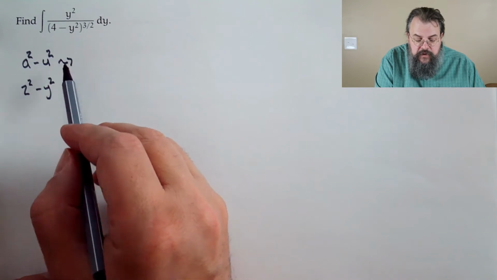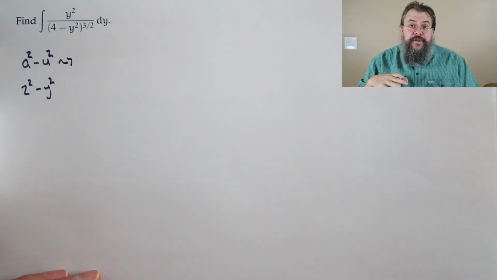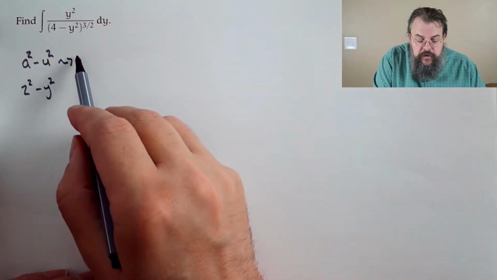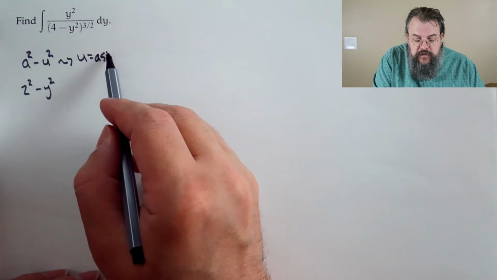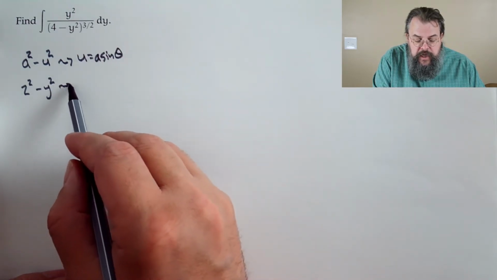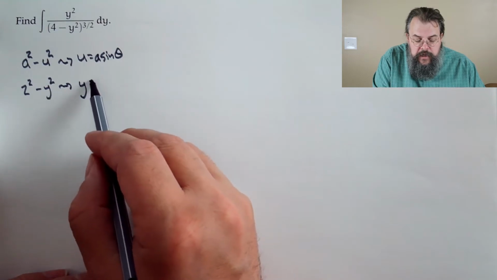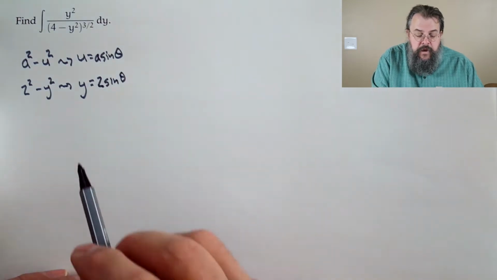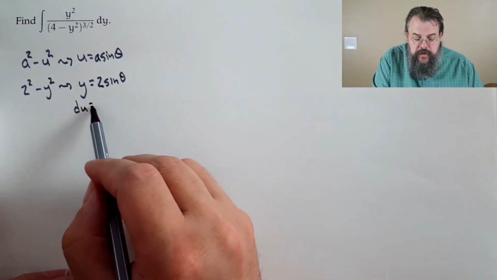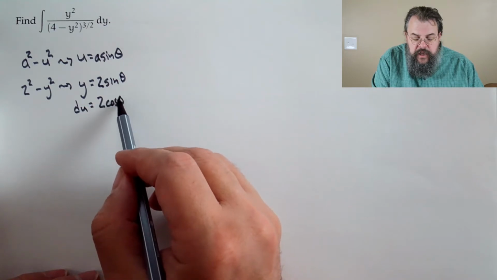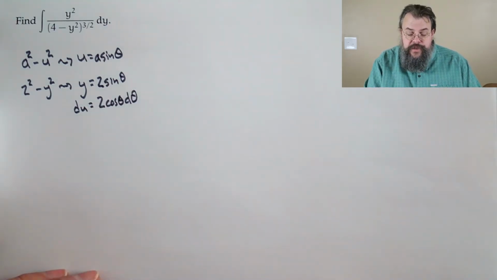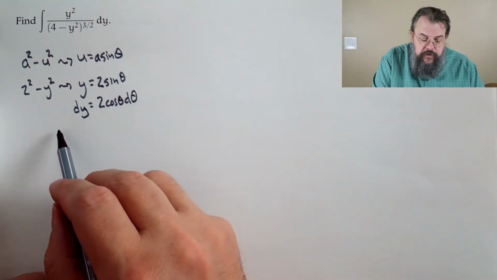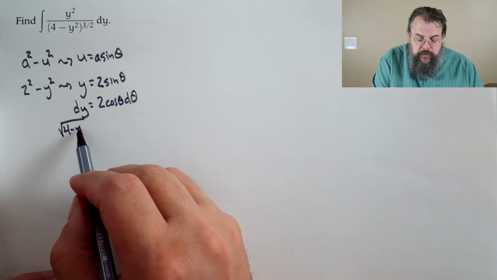Now, for a squared minus u squared, the right form of substitution is normally sine. So we'll start there. It says u should be a sine theta. In our case, our u is y, and our a is 2. So we're going to make the substitution y equals 2 sine theta. Well, our dy, the derivative of sine is cosine, so dy is 2 cosine theta d theta.